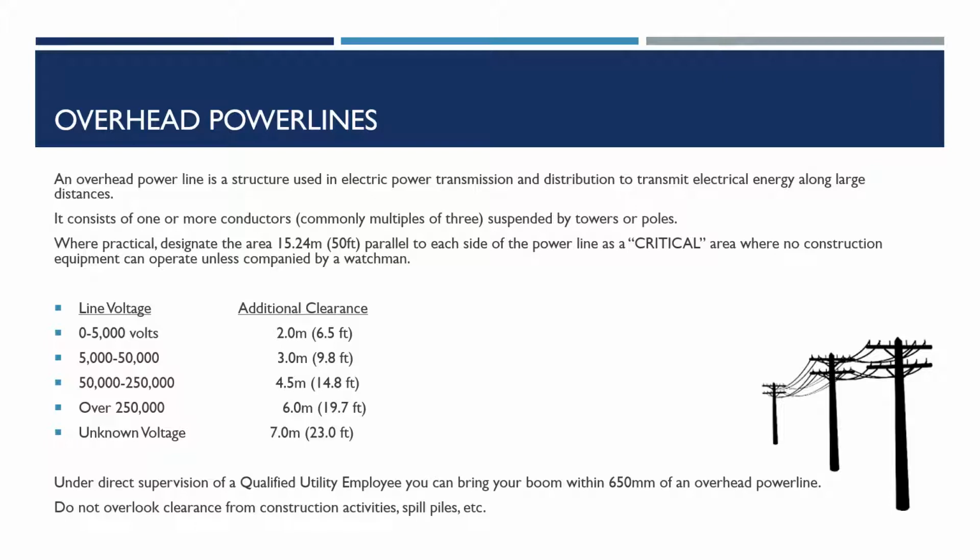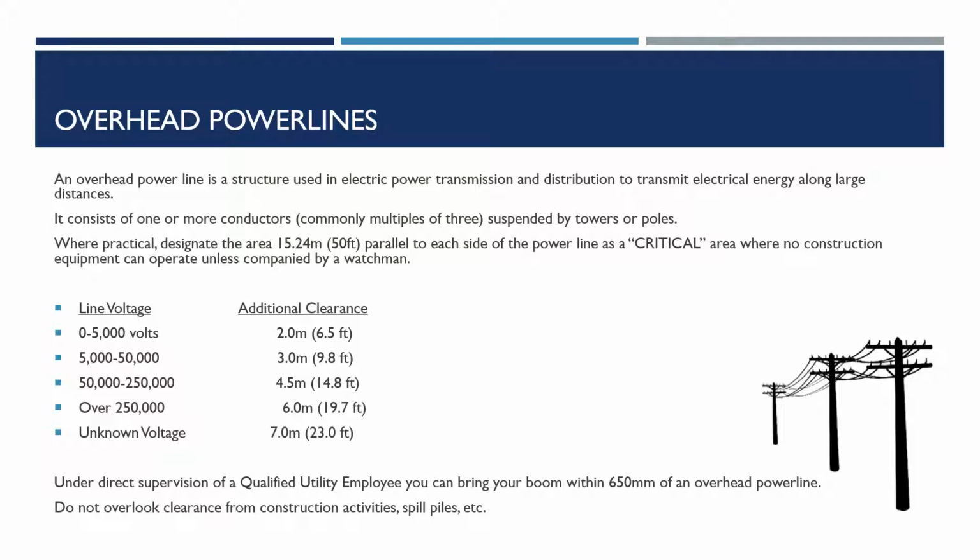When you have line voltage of 0 to 5,000 volts, your additional clearance must be 2 meters or 6.5 feet. 5,000 to 50,000 line volts, 3 meters or 9.8 feet. 50,000 to 250,000, 4.5 meters or 14.8 feet. Over 250,000, 6 meters, 19.7 feet. If the voltage is unknown, it'd be 7 meters or 23 feet.